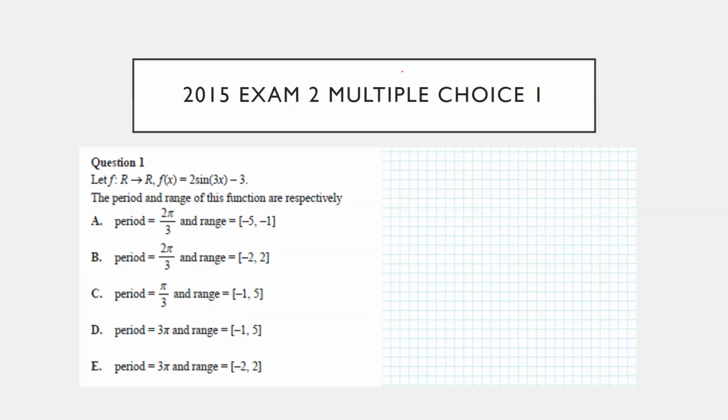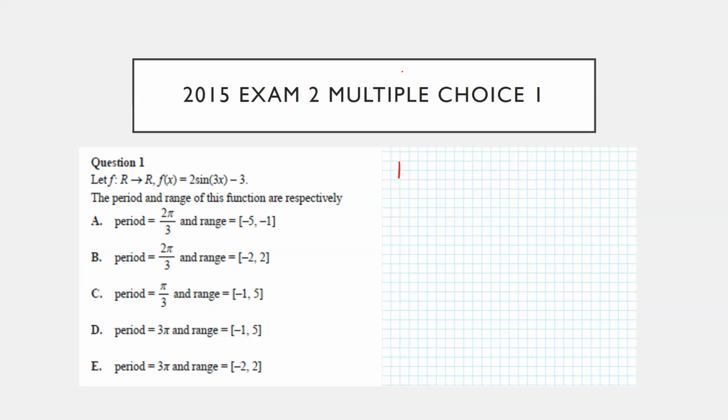The next question we're looking at is the 2015 Exam 2, Multiple Choice Question 1. Now this is a very straightforward question, and it's a good one just to get you started in the exam. So we've got a sine graph given as 2 sine of 3x minus 3, and we've been asked what the period and the range is of this function, respectively.